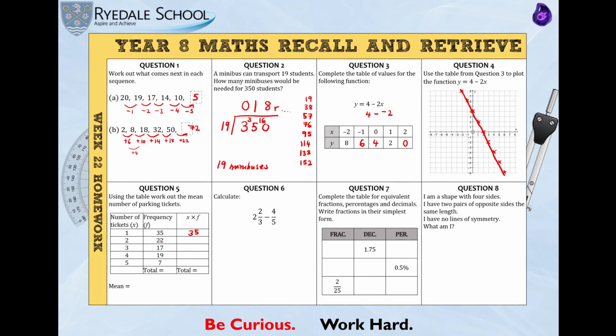35 for 1 times 35. So I'm just multiplying these, remember. 44. 3 times 17 is 51. 4 times 19 is 76. And 5 times 7 is 35. Adding these things up, I imagine it's going to be 100, but I'll just double check. 7, 14, 21, 30, 60, 70, 80. Yeah, it's 100.